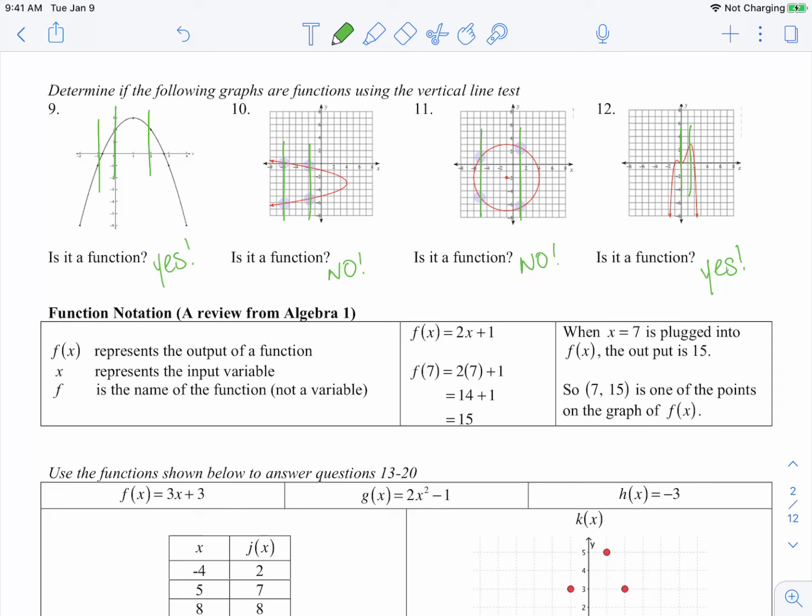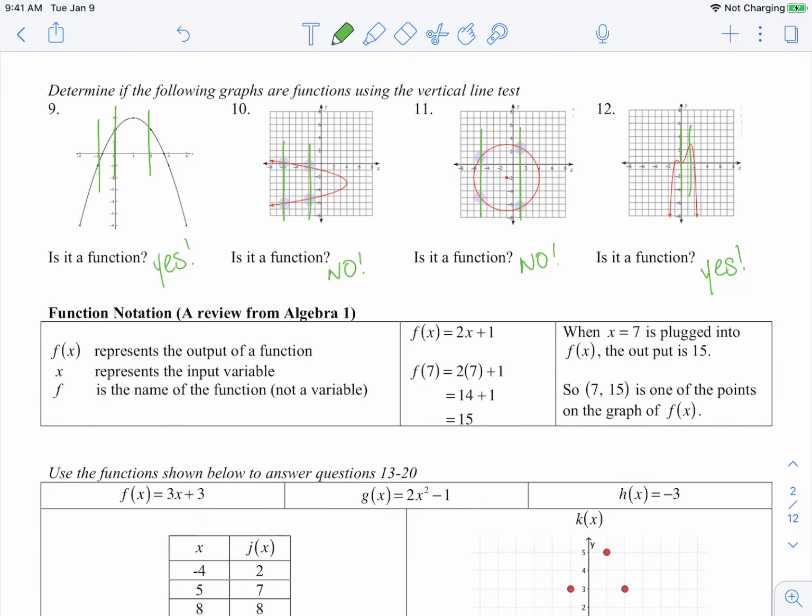So here we have f of x equals 2x plus 1. f of 7 equals 2 times 7 plus 1, which gives you 14 plus 1 or 15. So when x equals 7 is plugged into f of x, the output is 15. So (7, 15) is one of the points on the graph of f of x.